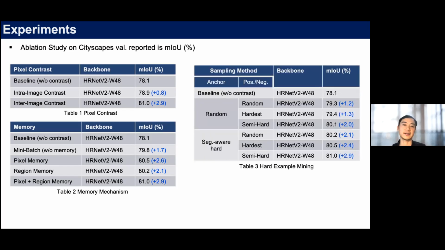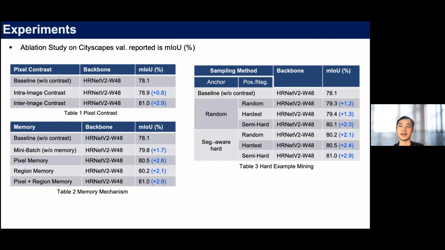Table 3 studies the hard example mining mechanism. Here we test three types of hard example mining techniques. The first one is the random sampling, where we randomly sample all the positive and negative samples. The second one is the hardest sampling. That means we only choose the hardest positive and negative samples. The third one is semi-hard example mining.